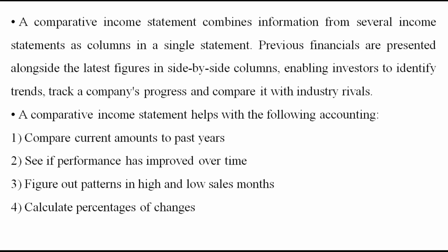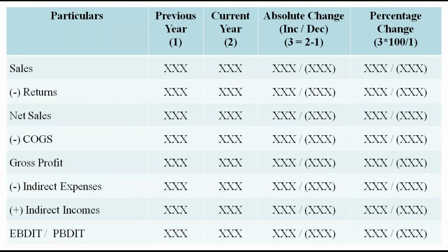And this comparative income statement helps basically to compare current amounts to past years and to see if the performance has improved or deteriorated over time. Then to figure out the patterns in relation to turnover, that is the sales, and it also calculates the change in percentage. As I said, it is the same format followed in the comparative balance sheet. You can see here particulars, previous year amount, current year amount. Then you have to calculate absolute change, that means the change between the current and previous year. And finally, percentage change, that is absolute change divided by previous year multiplied by 100.